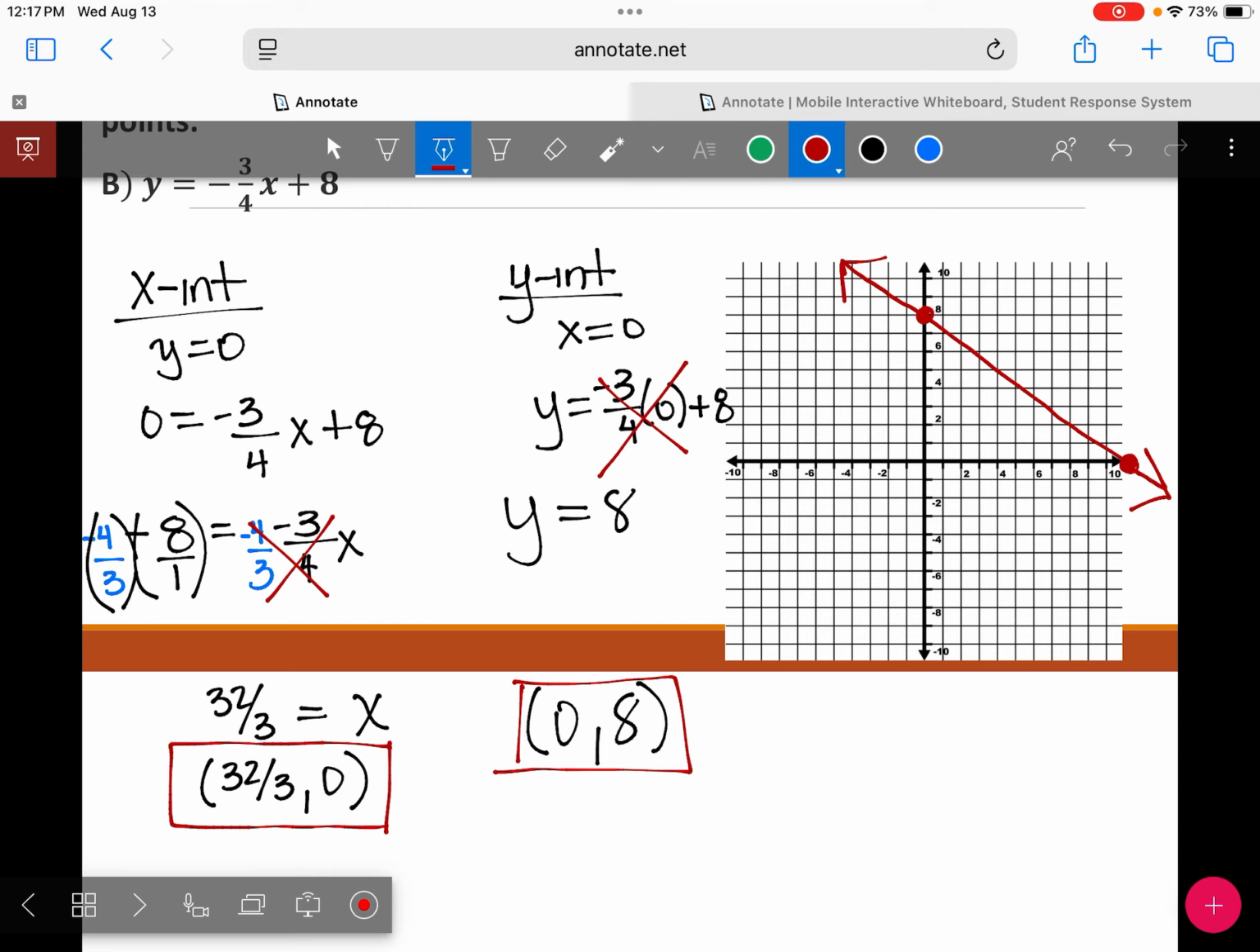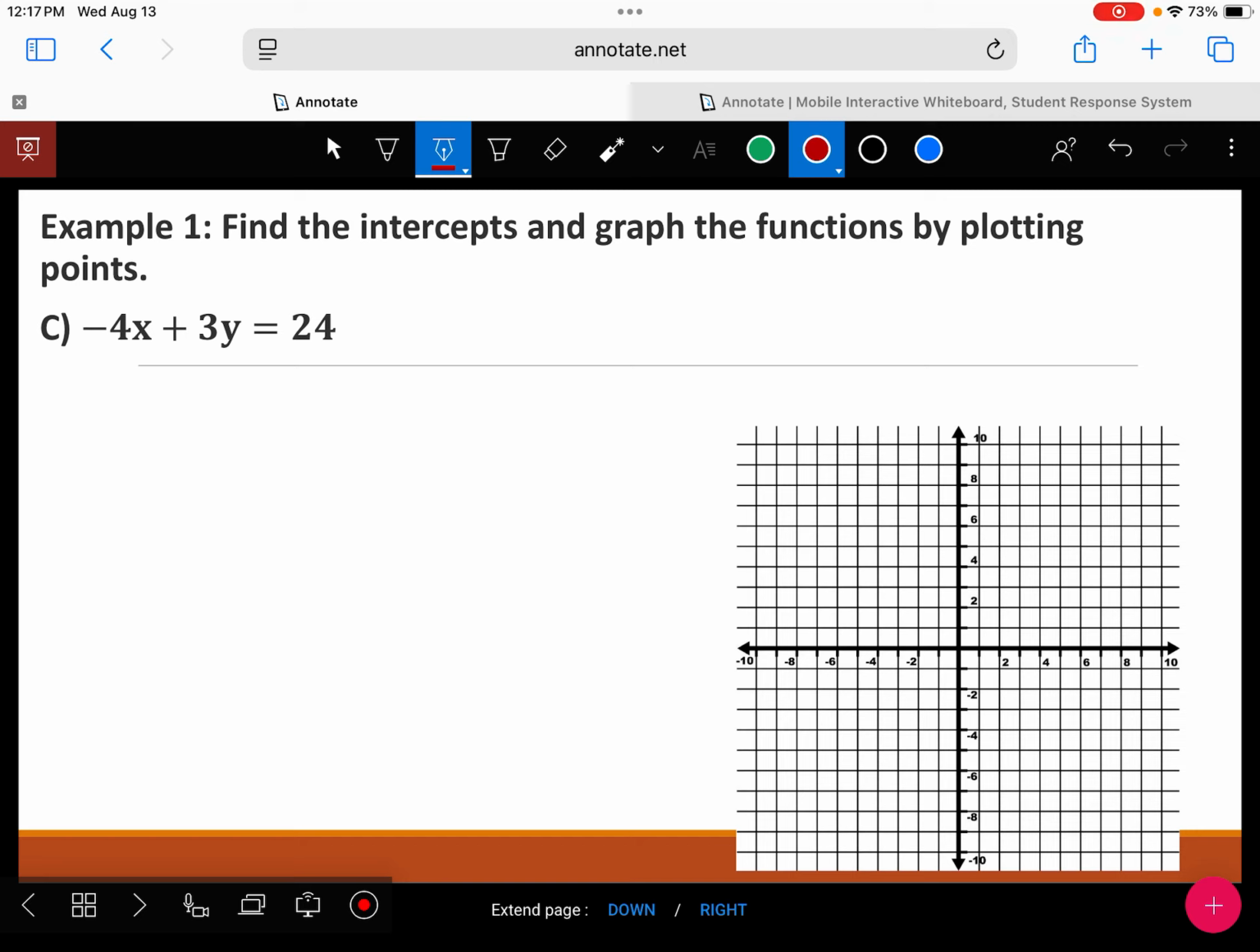Okay, let's look at C. Negative 4x plus 3y equals 24. I'm going to give you a moment. I want you to try to do this one by yourself. Try to find your x and y intercept, and then we'll come back together in a few minutes.